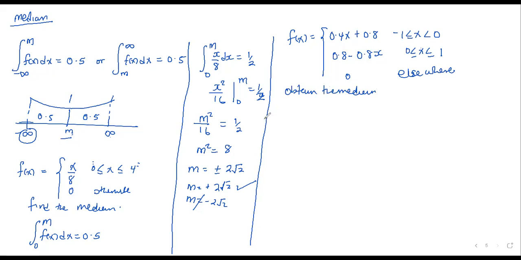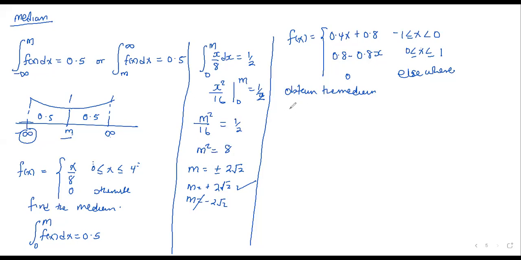If you integrate and you get an answer which is beyond 0.5, you first check and see. You first integrate the first interval and see if it is at least 0.5. If it's less than 0.5, it means the median is in the next interval. So you investigate and check.